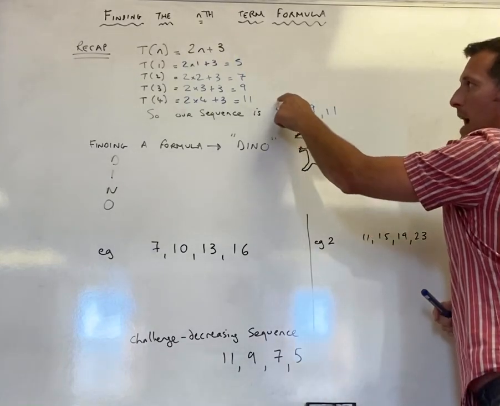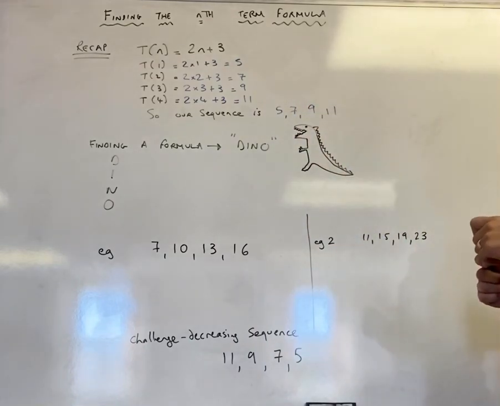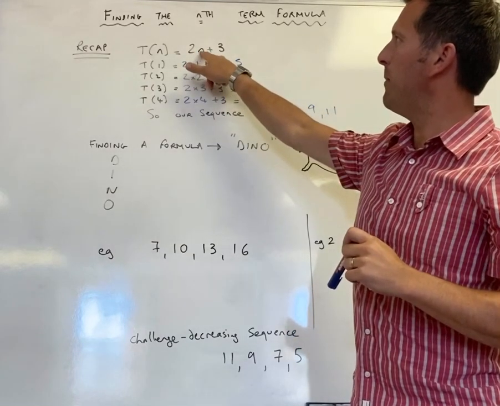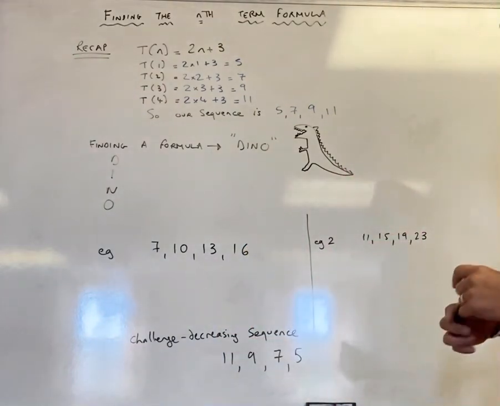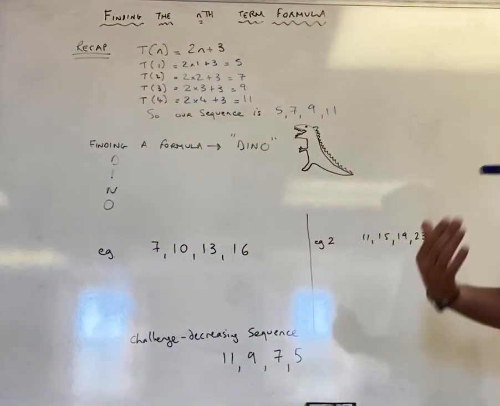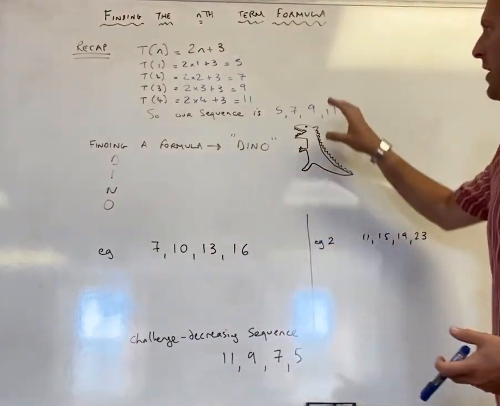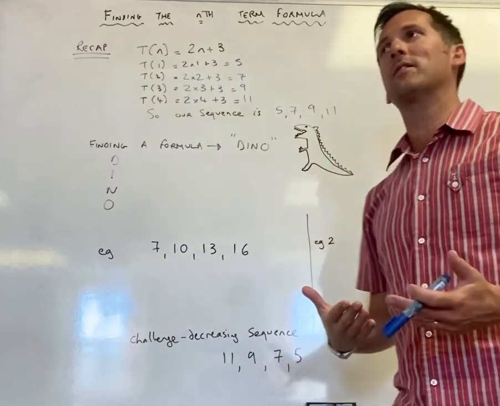Now, each step between each of the terms is going up in 2's. Now, there's no coincidence that what we multiplied n by was also 2. That's an obvious link, okay? Because the sequence 2n is like the 2 times table. It's going up in 2's. So our sequence is also going up in 2's, so it's got to be linked to 2n in some way.